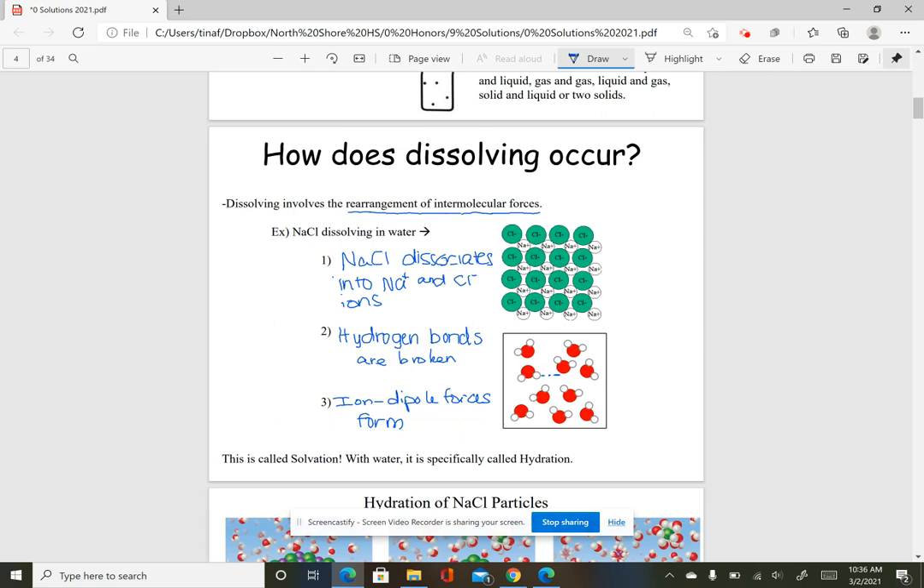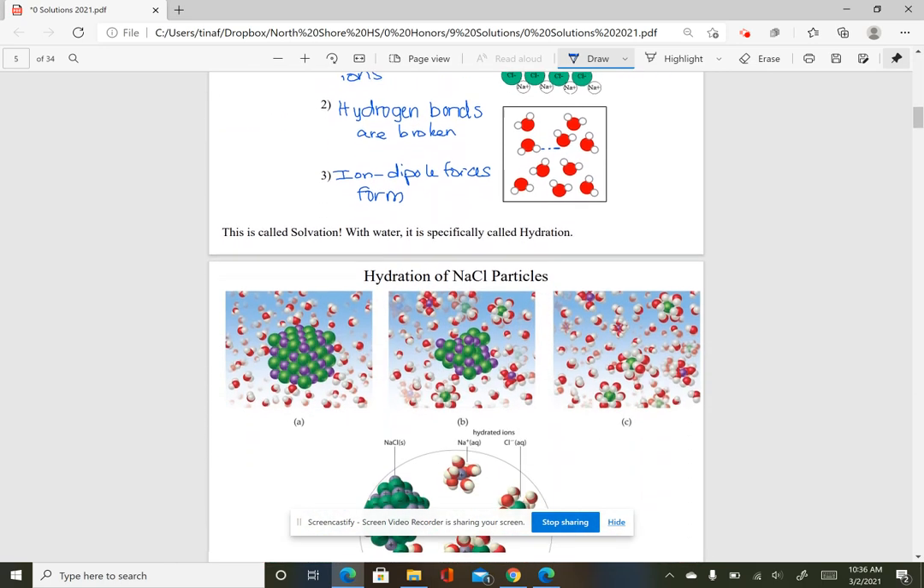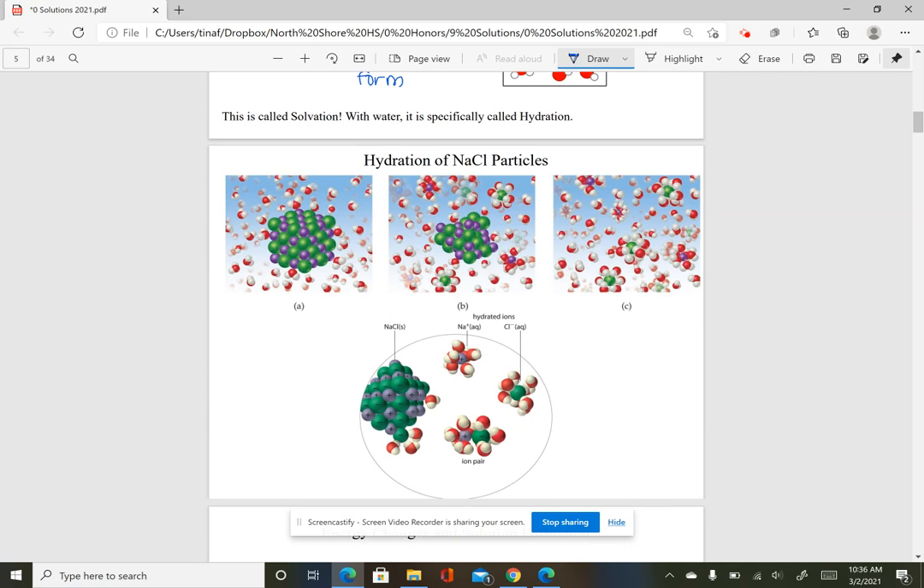But this is basically what happens anytime you dissolve something into water. This is kind of like a step by step. So A is how the salt crystal would look at first. B shows it starting to separate. And then C shows the salt fully dissolved in the water. And then this is kind of like a zoom in of what's going on in C.